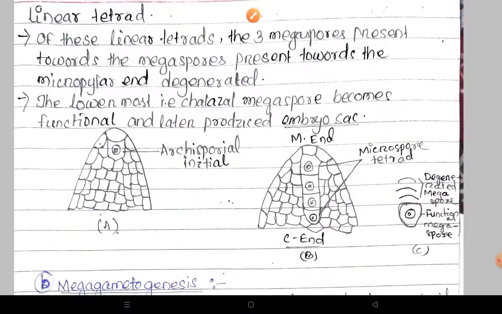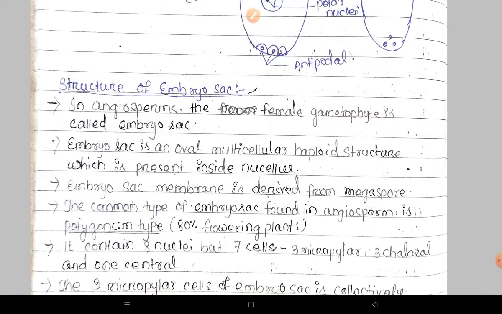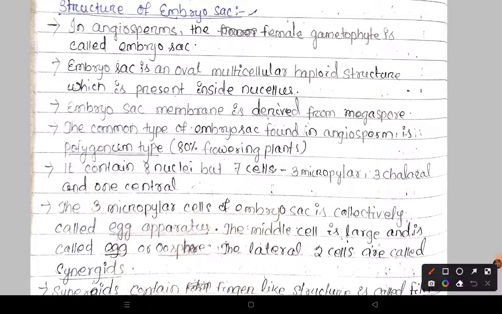Next and last topic is the structure of embryo sac. It is a very important short note. In angiosperms, the female gametophyte is the embryo sac. Female gametophyte is otherwise called the embryo sac. The embryo sac is normally oval in structure and it is a multinucleated, multicellular haploid structure.